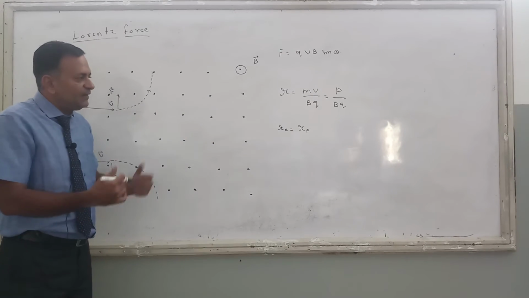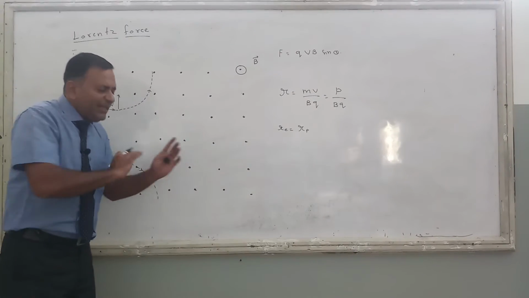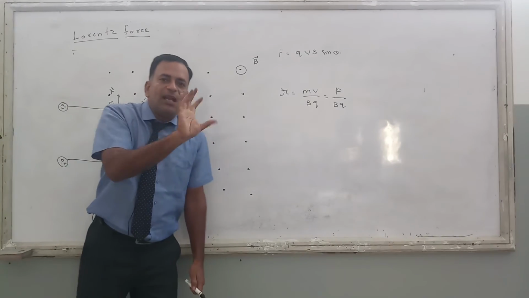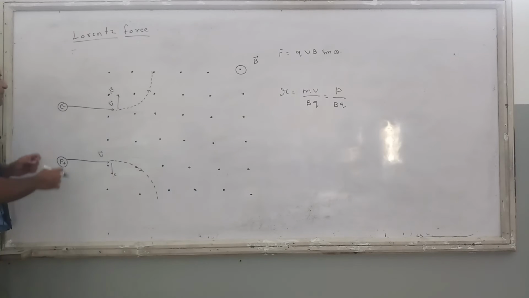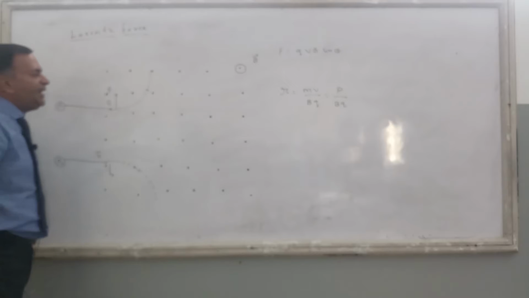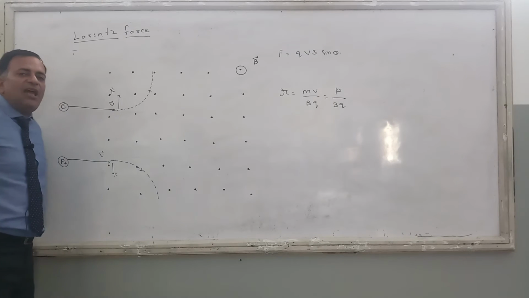All right, this is the first thing. But if the question is twisted like this, what have we done to the question? We have twisted it a little. Now it is said that they are entering the magnetic field not with equal momenta but with equal velocity.